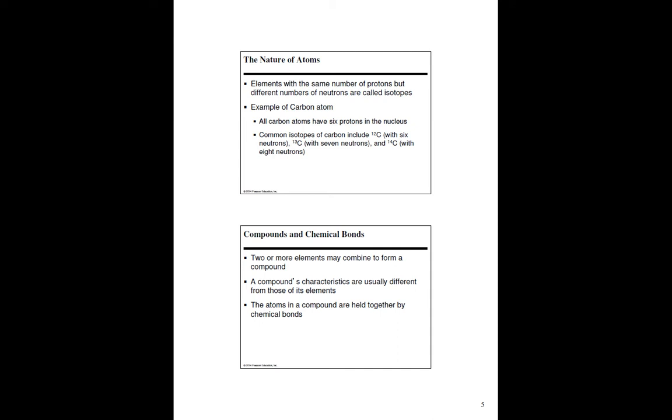This one would have 7 neutrons, because 6 protons plus 7 neutrons equals a mass of 13. And this would have to have 6 protons and 8 neutrons to add up to 14 for an atomic mass.